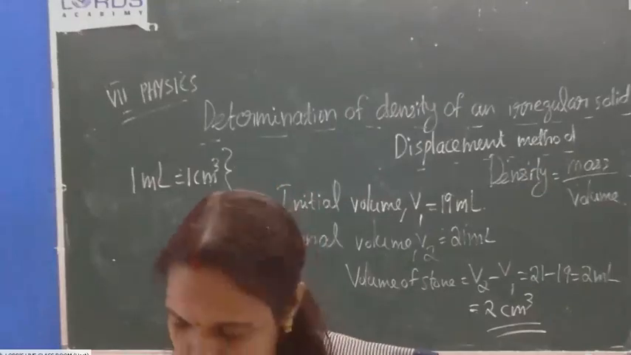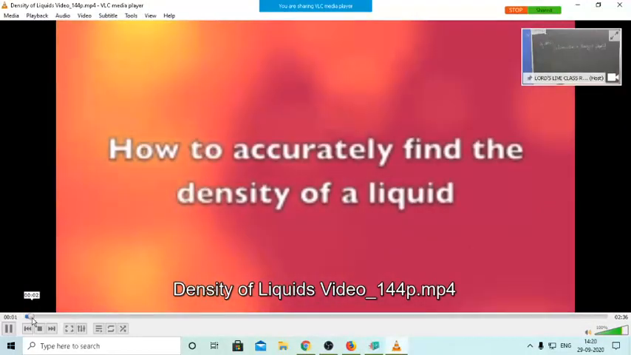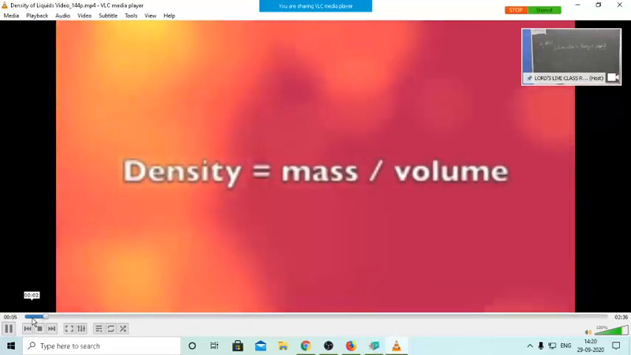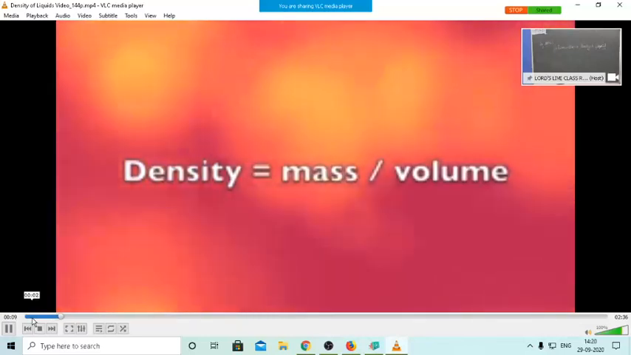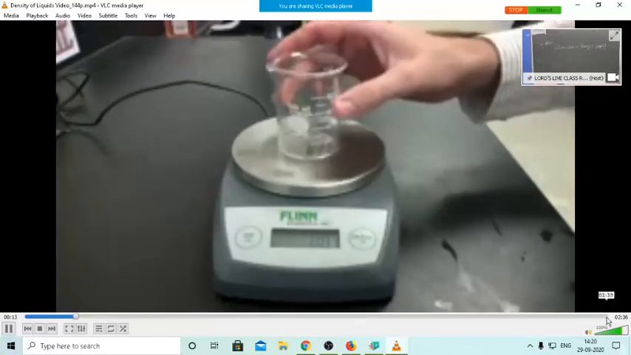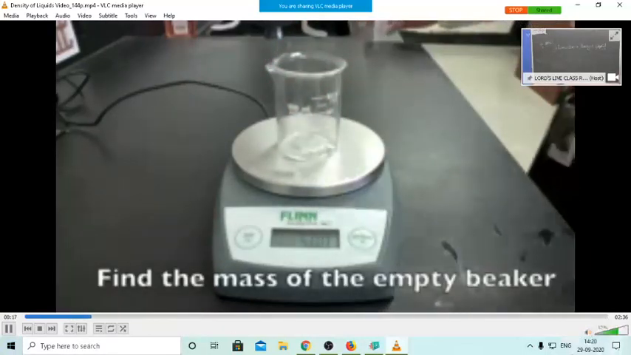Determination of density of liquid. Here's how you measure the density of a liquid. To do this, you need two things: the mass of the liquid and the volume of the liquid. But you can't put a liquid on a scale, so we have to use an extra step. First, find the mass of the empty beaker, 50.0 grams.